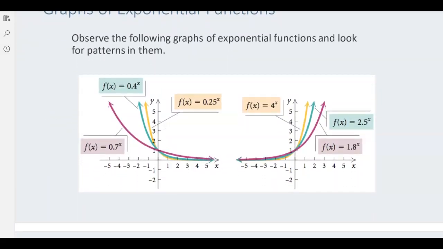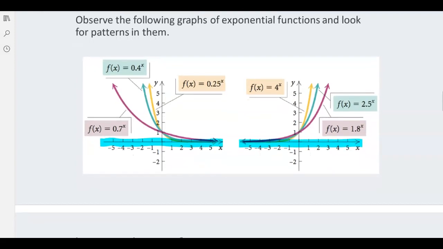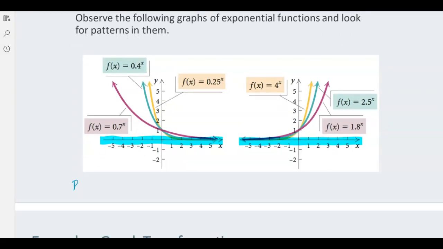Here are a handful of different functions. You can see the way that the patterns look for all exponential functions. For all exponential functions, they have the x-axis as an asymptote. So their range is going from 0 up to positive infinity, not including 0. And the domain is all real numbers. We can plug everything in.